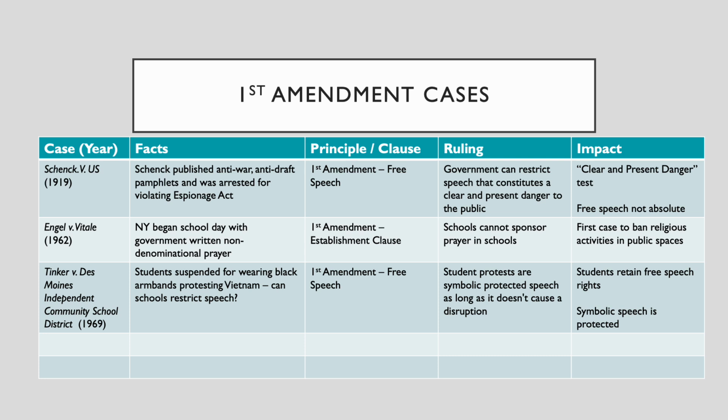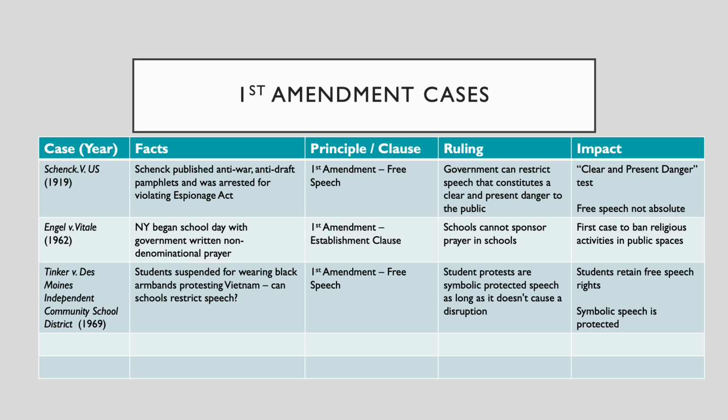In 1969, Tinker versus Des Moines Independent Community School District. Tinker, if you just said Tinker versus Des Moines, you'd be fine. Students were protesting the Vietnam War by wearing black armbands, and I think they were suspended from school. They received some sort of discipline, and they argued that this violated their free speech rights. And the court held that student protests are symbolic protected speech as long as they don't cause a disruption. If it's disruptive speech, then the school can act, but simply wearing a black armband is symbolic protected speech.